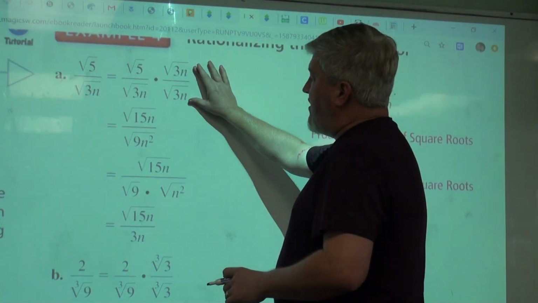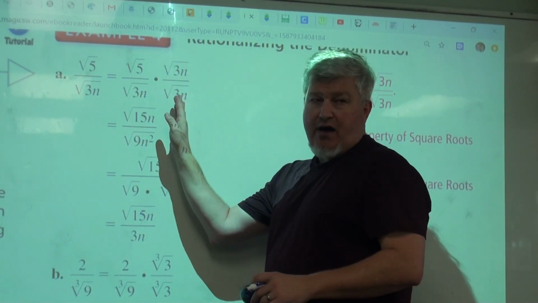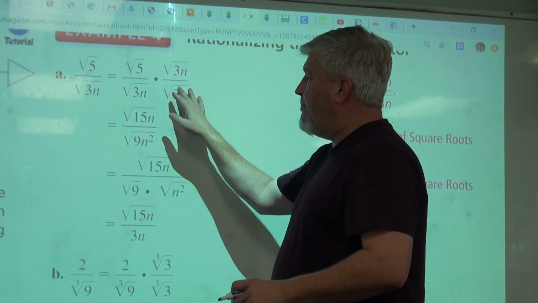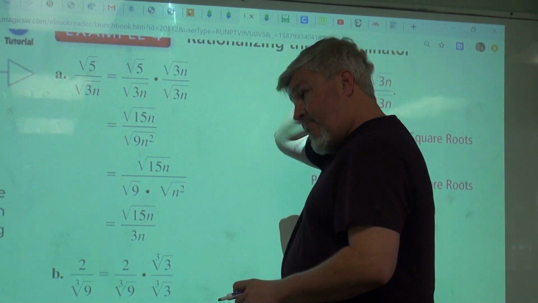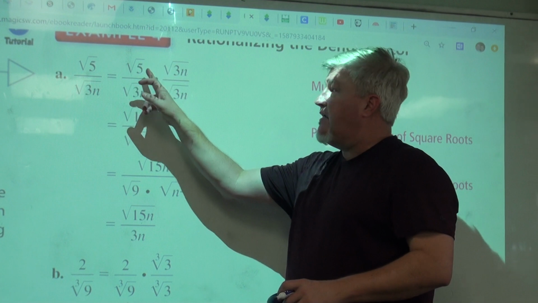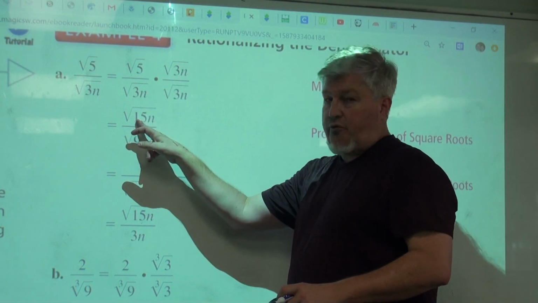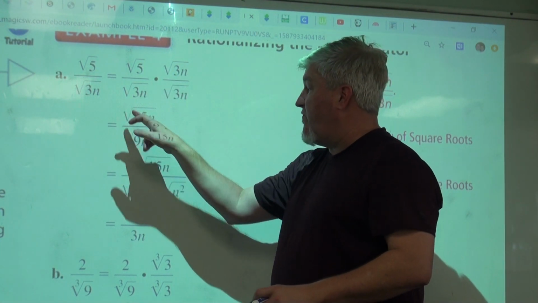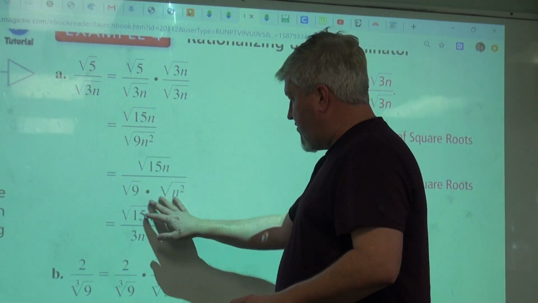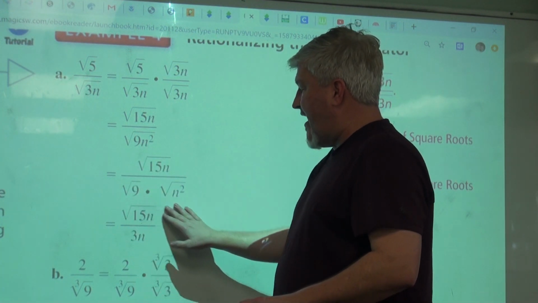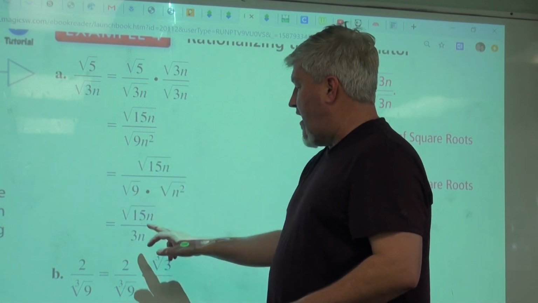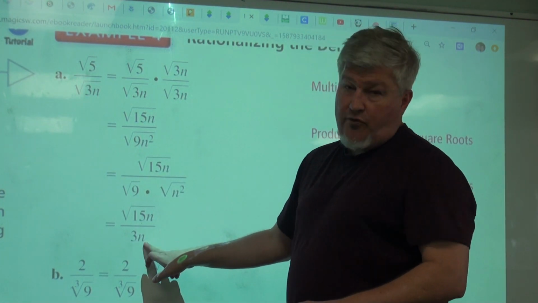So what you do to get rid of it is multiply top and bottom by that term in the bottom. We're multiplying top and bottom by the square root of 3n. Then you rewrite that as the square root of 15n, because the square root of 5 times the square root of 3n equals the square root of 15n, over the square root of 9n squared. They split those up at the bottom. You don't necessarily have to do this step if you can just recognize the square root of 9n squared is 3n. So I have the square root of 15n over 3n.